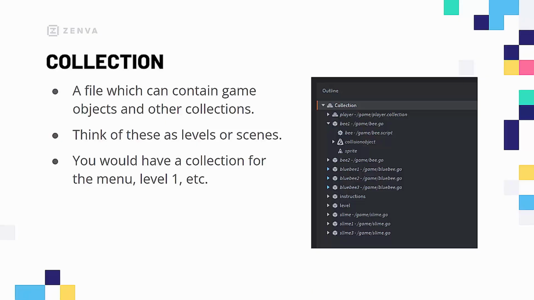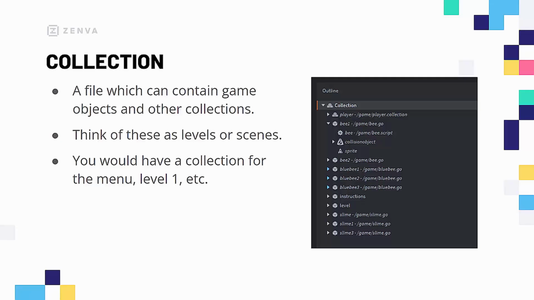Now, like I said before, if you have a collection, you would have one for perhaps your main menu. You might have one for level 1, level 2, and then you'll be able to basically load in a collection for the menu. Then when you click the play button, you would unload the menu collection and load in the level 1 collection. And again, these collections basically contain what are known as game objects.